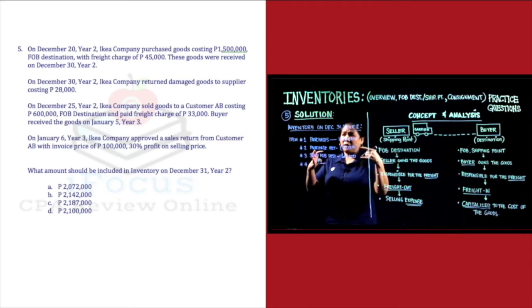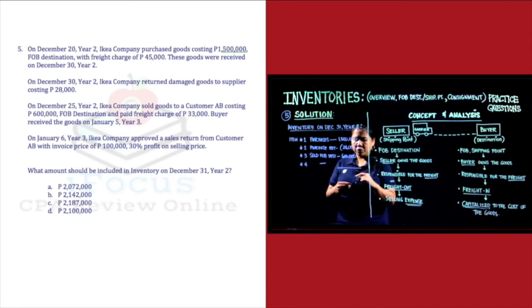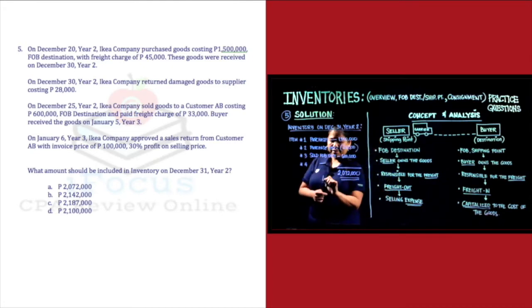Ang hinahanap natin ay yung inventory natin ng December 31st of year 2. So, ang answer natin is 2,072,000. And so, our answer is letter A.